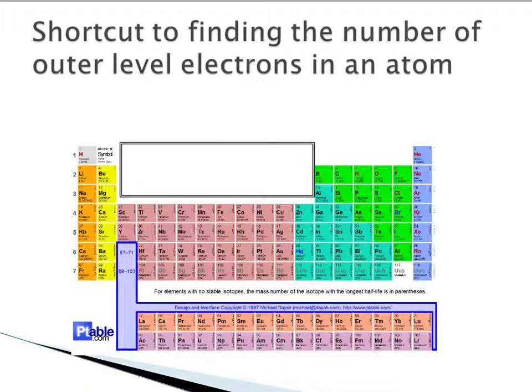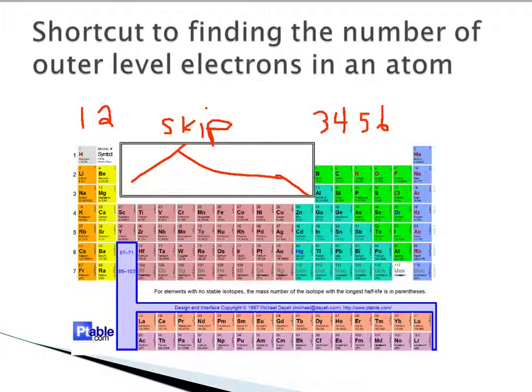And there's a shortcut for doing that, and you just have to look at the periodic table and label it. So on your periodic table, I need you to label some things. Just put some numbers down, okay? The numbers are going to go like this. For the first group, this is group 1, you're going to put the number 1. For group 2, you're going to put the number 2. And then you're going to skip all these, okay? These elements right there are the transition metals, okay? And then you jump to boron, that's going to be 3, 4, 5, 6, 7, and 8.